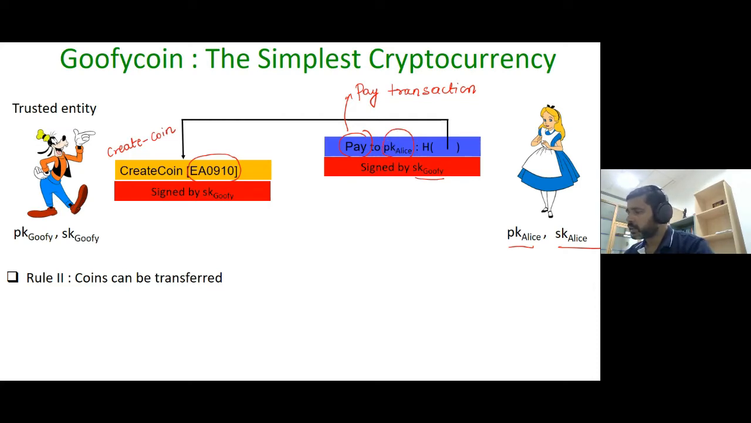Now, which coin is he transferring to Alice? For that, he will be stitching together the coin that is getting consumed and the coin which is getting transferred. The coin which is getting consumed is the coin number EA0910, and that will be referred to in this transaction. So here we have a hash pointer.